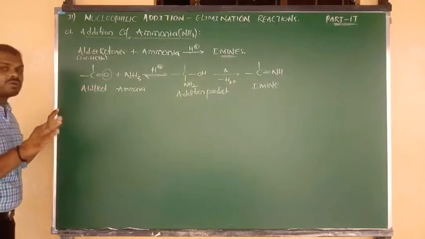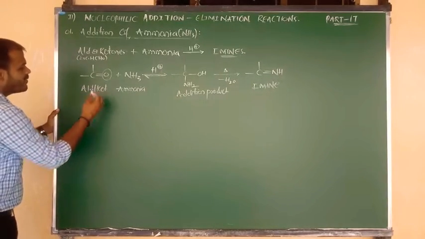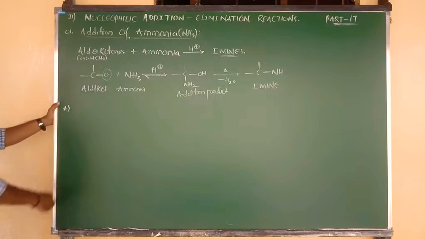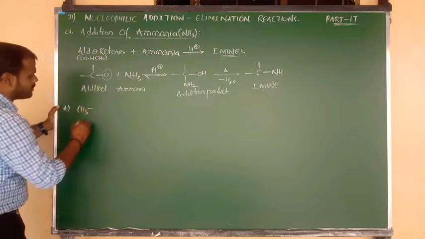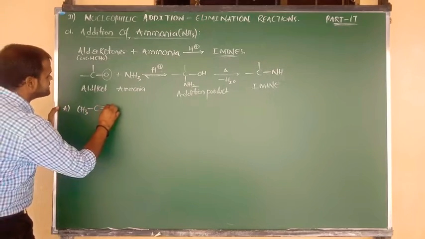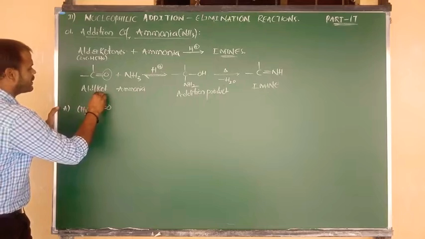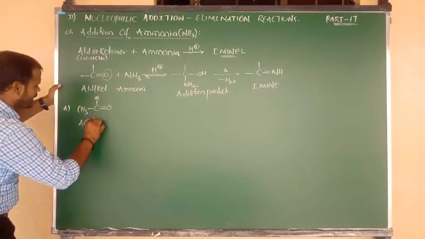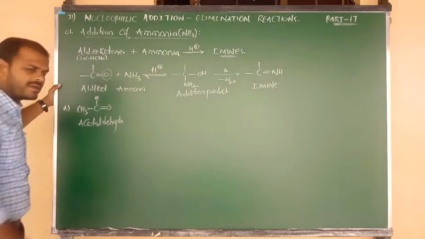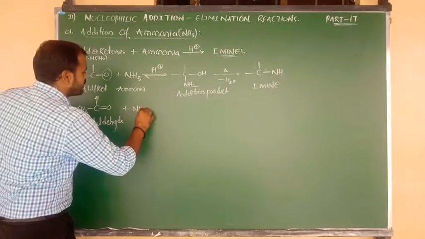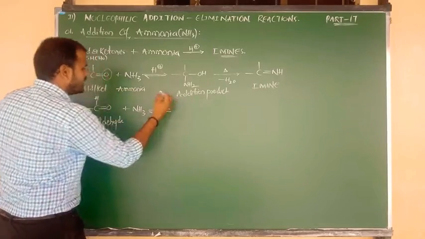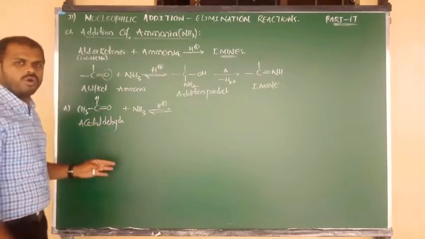Now based on that we are going to write two examples, one by taking an aldehyde and one by taking a ketone. First, an example with an aldehyde: acetaldehyde, CH3-CHO, which we can also write as CH3-C double bond O connected to H. What is the name of this compound? Acetaldehyde. Acetaldehyde on addition with ammonia, NH3, and the reaction takes place in acidic medium. H plus is given to the O.